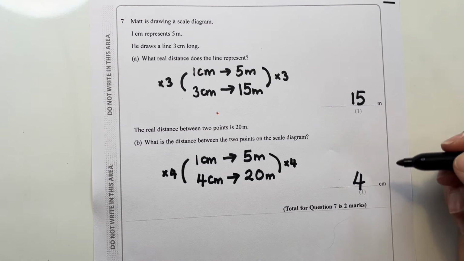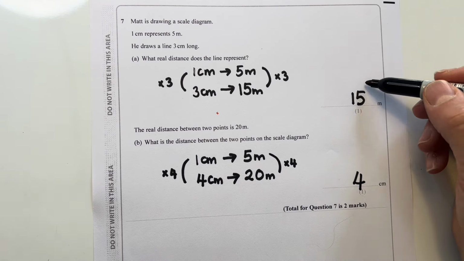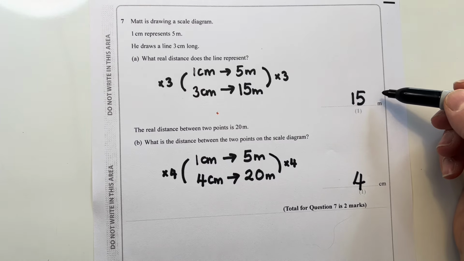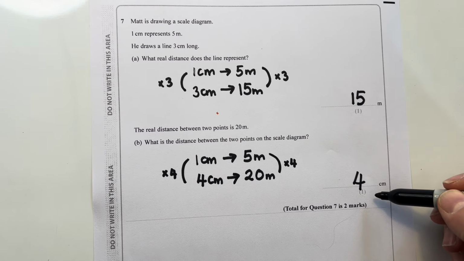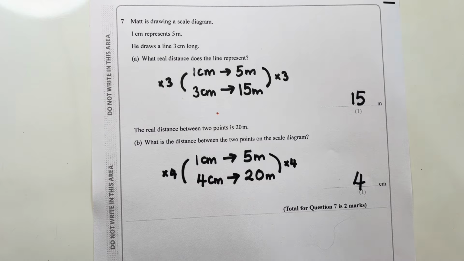Both parts A and B are worth 1 mark, and so you get 1 mark for an answer of 15 in part A and 1 mark for an answer of 4 in part B.